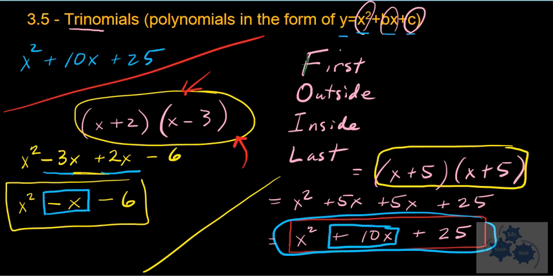Anybody? Charlie? Okay, so 5 plus 5 gives you 10. Okay, does that work over here in this other example? Does +2 plus -3 give you -1? Yes. The answer is yes. Okay?